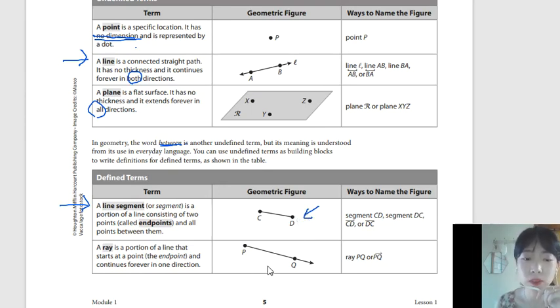A ray is a portion of a line that starts at a point, the endpoint, and continues forever in one direction. So if you have a line that is cut at both ends or just one end, they're both defined terms. Only when you have a line that's infinitely stretching, this is undefined.